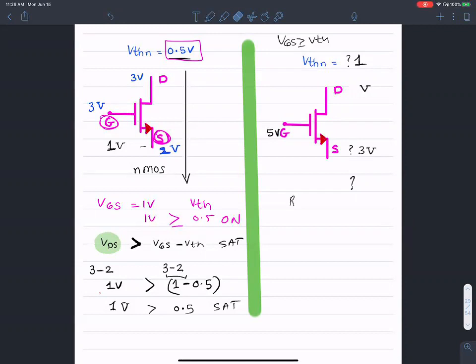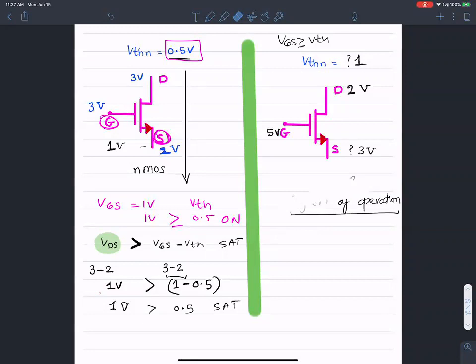Or first, we'll come back to that. Let me pick a value of 2 here for VD. What is the region of operation here? On and the linear region? On the linear region, thank you.